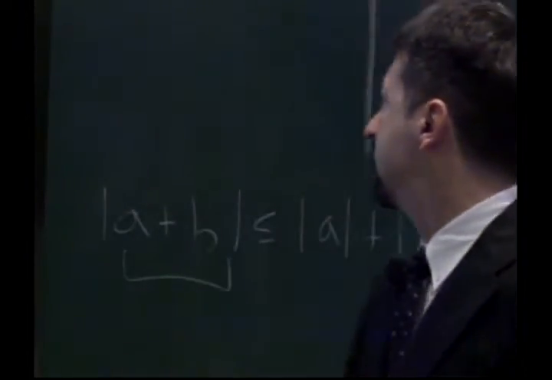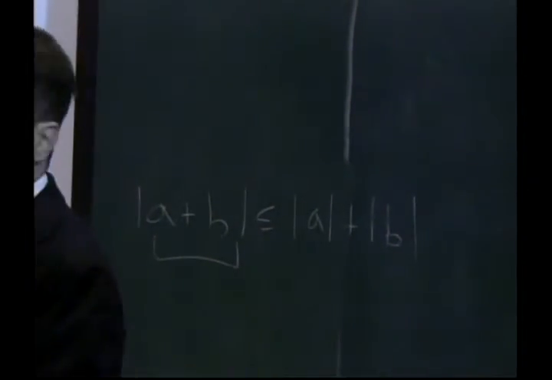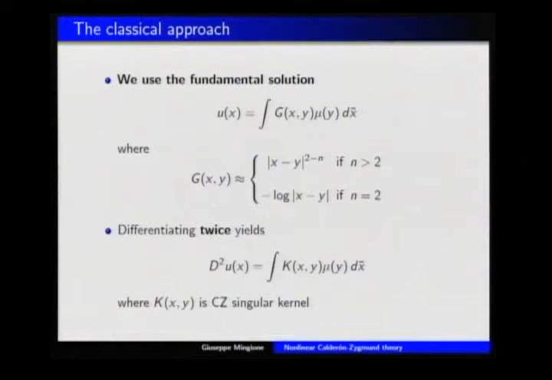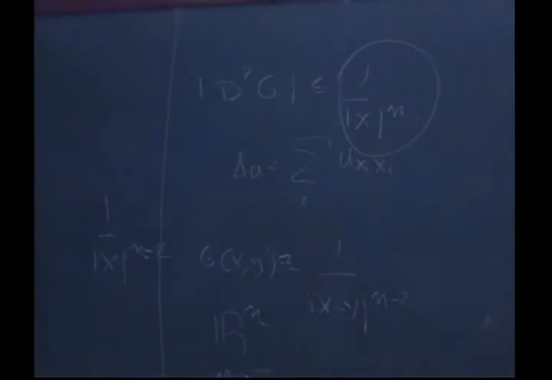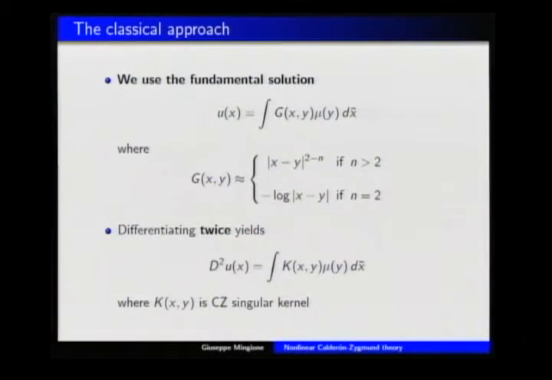When you analyze cancellations, you see that this kernel gives you an operator which is still treatable, despite the fact that if you consider its absolute value, then this becomes really too large. So this is not the case that you can do. And so this is the core of Calderon-Zygmund theory: analyze cancellations. This is probably, historically speaking, the first time that this principle has been introduced in hard analysis. And nowadays this principle is more or less everywhere.